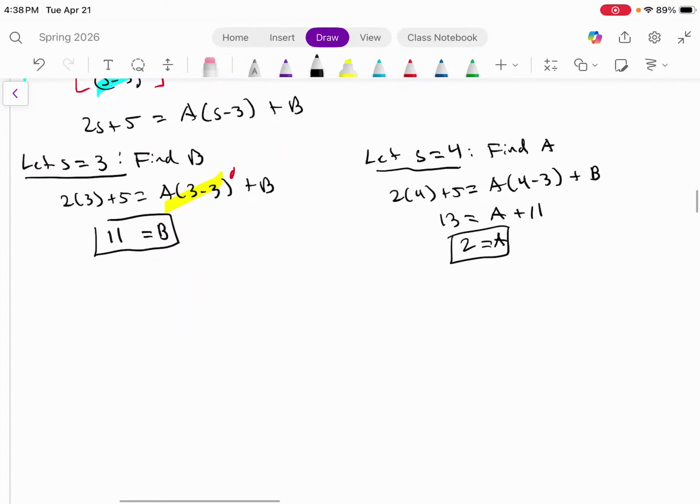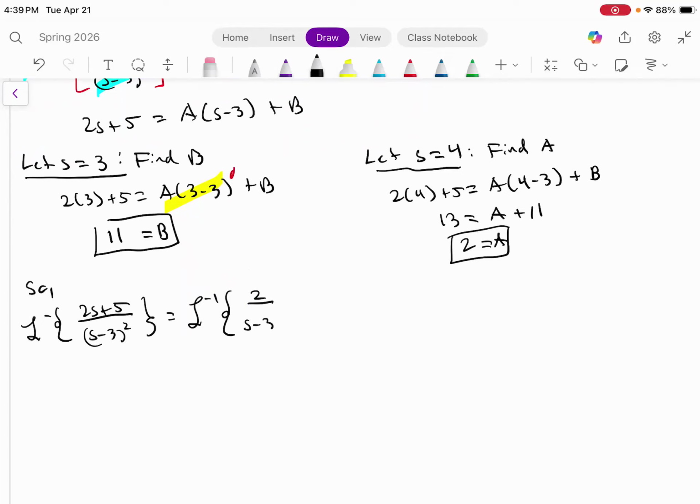Okay, so the inverse Laplace of 2s plus 5 over s minus 3 squared turns into the inverse Laplace of 2 over s minus 3 plus 11 over s minus 3 squared.